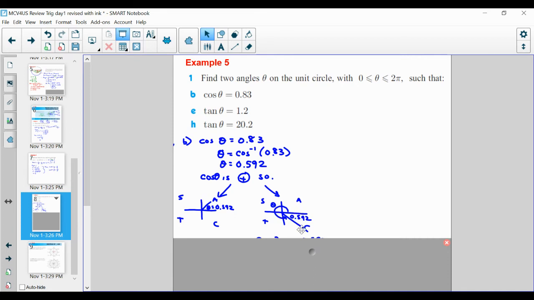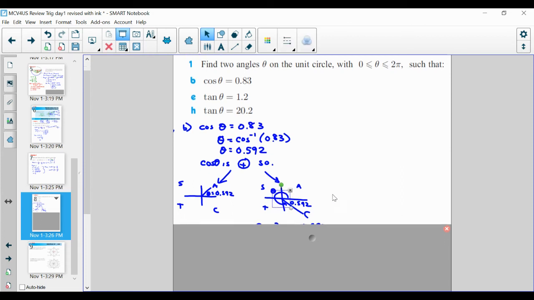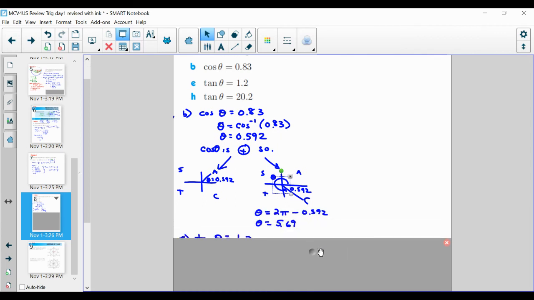In this, the other place where my terminal arm ends is in quadrant 4, and that 0.592 always goes between the terminal arm and the x-axis. But the angle of rotation goes all the way through these quadrants to here. So to figure out what that one is, I know that going all the way around the unit circle would be 2 pi, but I don't want to go this extra 0.592, so I subtract it and I get a theta of 5.69. Okay. Another example we'll look at is E, tan of theta equals 1.2.